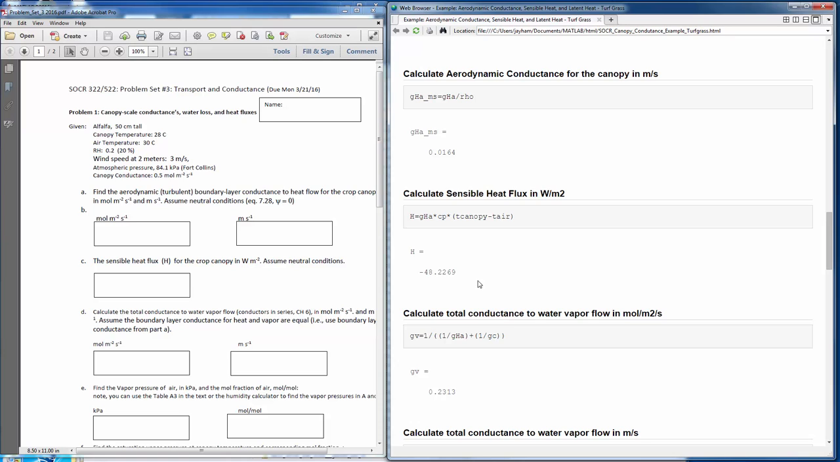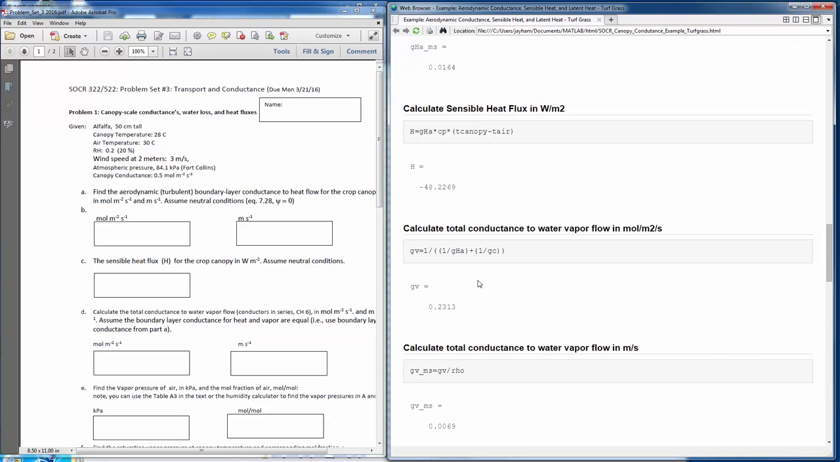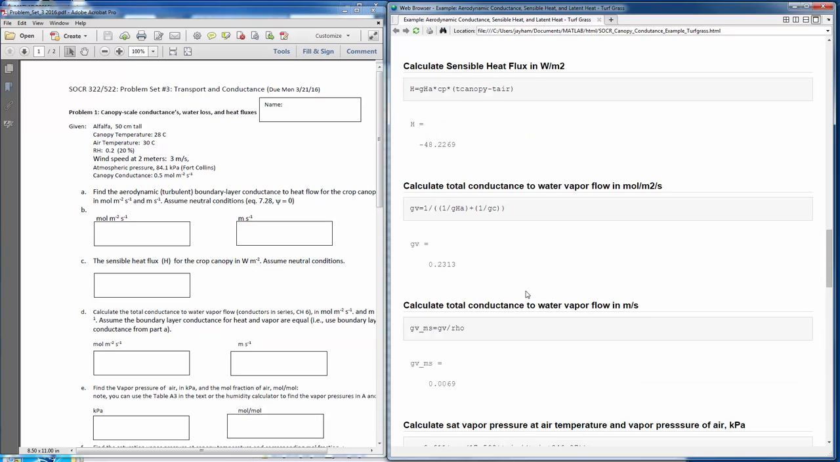Okay, we've got sensible heat flux. Now we need to start thinking about how we're going to get the water vapor flux, and that's going to require us to calculate the total conductance. The total conductance, because remember water vapor has to travel through the stomates, then through the boundary layers. So it's like conductors in series. So we use this formula.